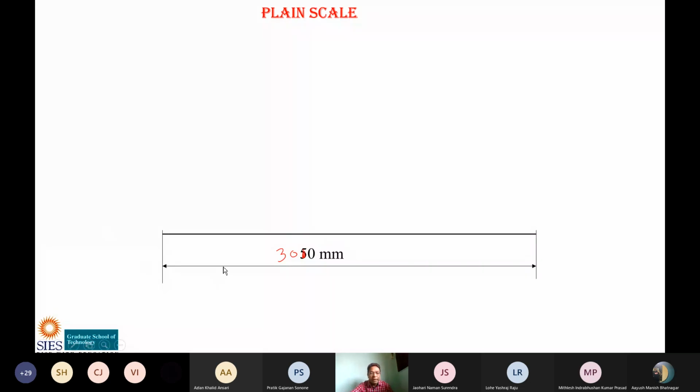Now understand another thing here. This line is called the dimension line. This line is called the extension line. Let me write it for you, since these are words which you are hearing for the first time. This is the dimension line. What is a dimension line? It is the line on which, or rather over which, the dimension is written. So this is the dimension line, and I am writing the dimension here.